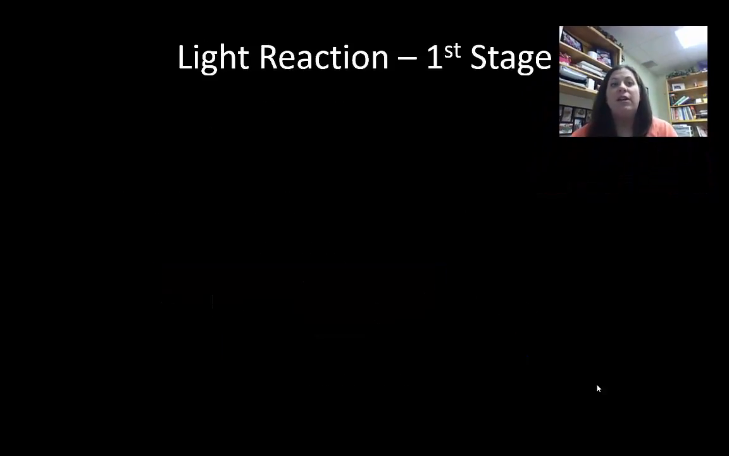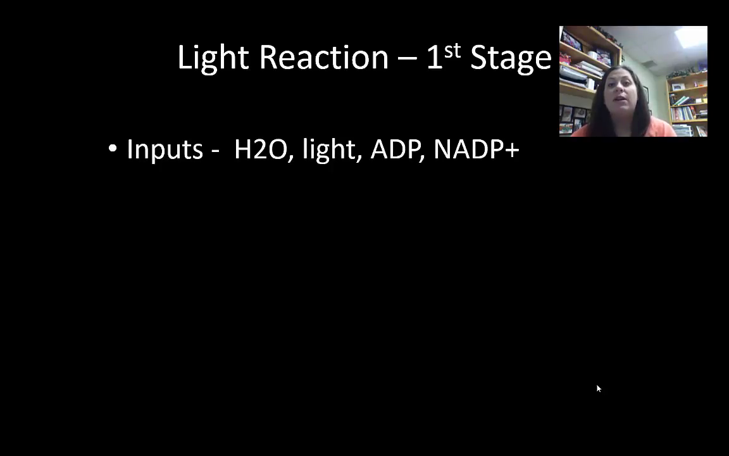The next thing we need to look at is the light reaction and what goes in and what comes out, the basic stuff that goes along with the light reaction. With the light reaction, you need to know that this is the first stage of photosynthesis. It has to happen first. The things that go in, of course, are water and light, that's why it's called the light reaction, but we also have ADP and NADP+.